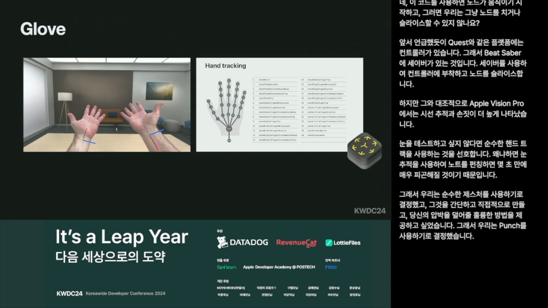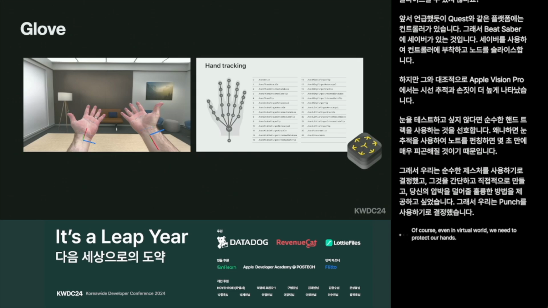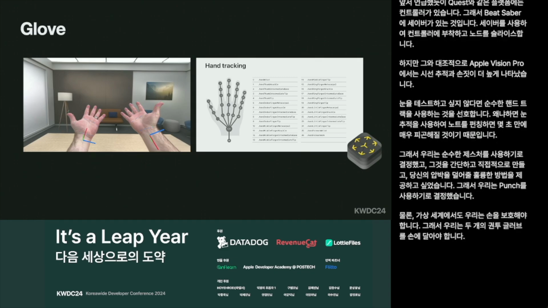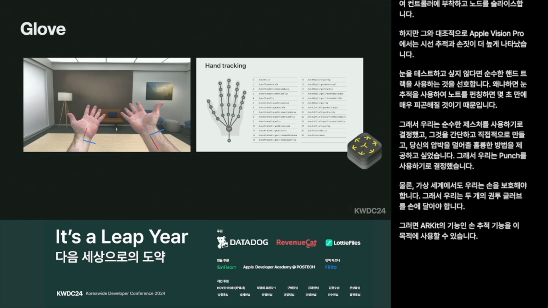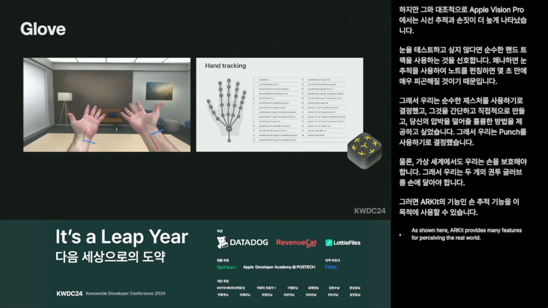Of course, even in a virtual world, we need to protect our hands. So we have to attach two boxing gloves to our hands. Then we can use ARKit's hand tracking capability for this purpose. As shown here, ARKit provides many features for perceiving the real world, including detailed hand tracking.